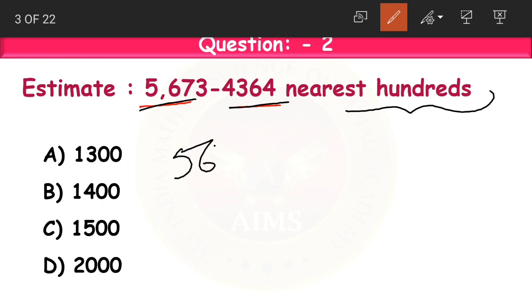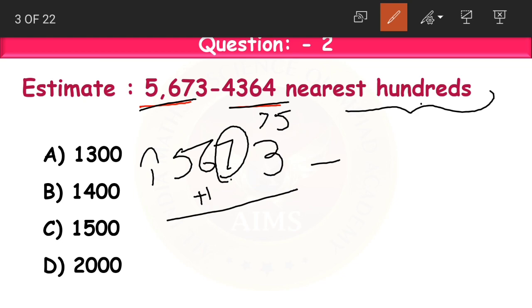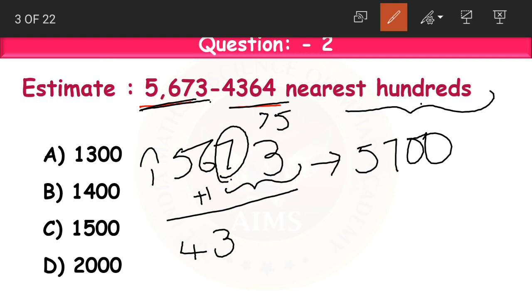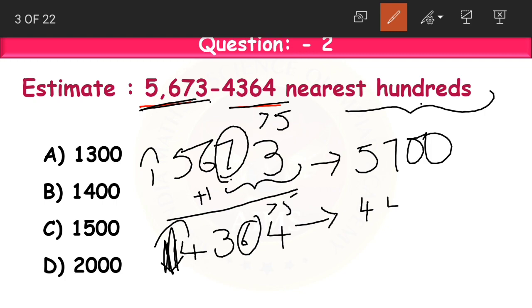Now 5673. When we are rounding off to the nearest hundreds, we look at the digit in tens place, right? So 7 is greater than 5. So we round up, that is add 1 to the digit in hundreds place. It becomes 57 and then these two digits are replaced with zeros. So 5673 becomes 5700. In the same way 4364 is rounded up as well, because 6 here is greater than 5. It becomes 4400.